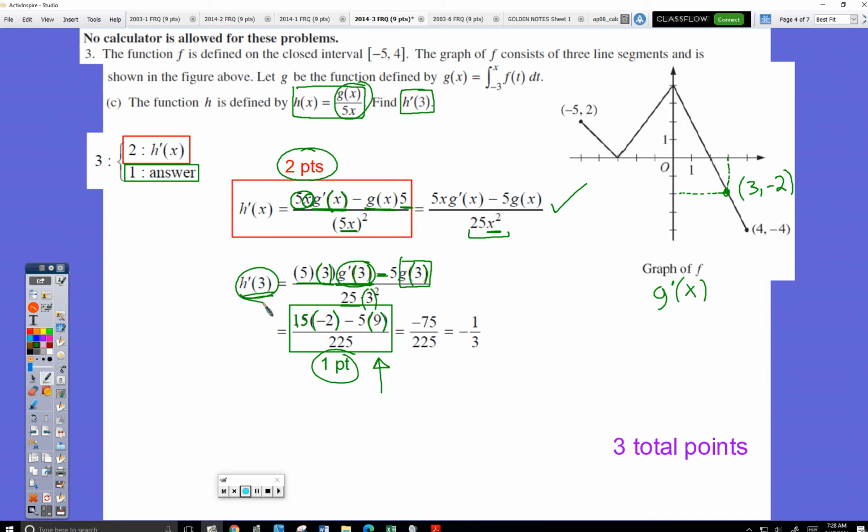And that's worth 3 total points. 2 points for just the quotient rule. That was easy. And then 1 point for this green box.